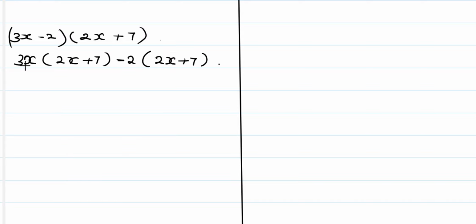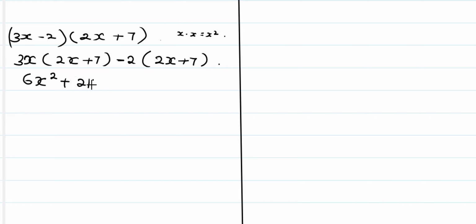So 3x multiplied by 2x becomes 6x, but now squared, because here we have x and here we have x, so it's like multiplying x by x, which is x squared, but we also have 3 by 2, which is 6. Then plus 3x multiplied by 7, which is 21x.